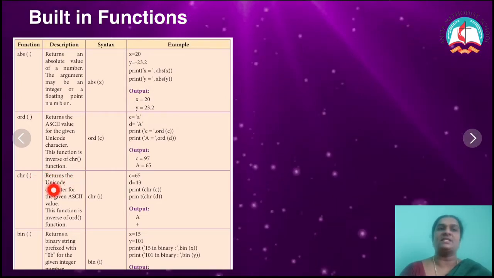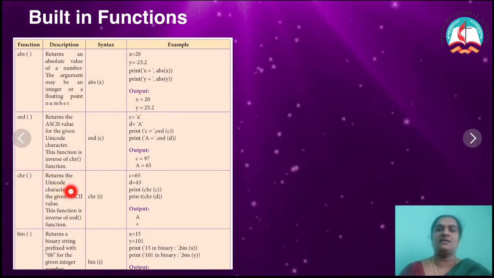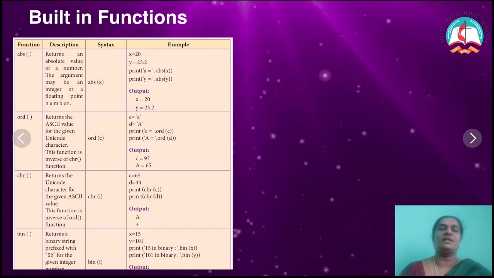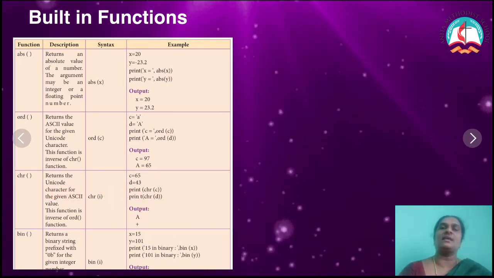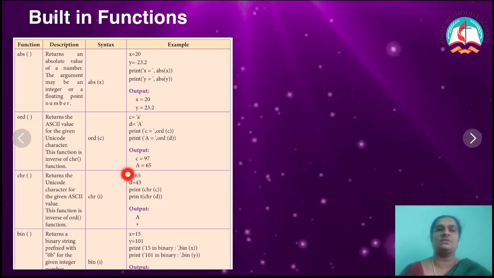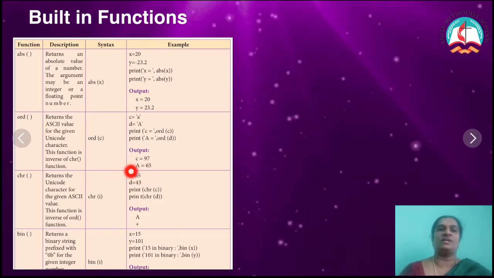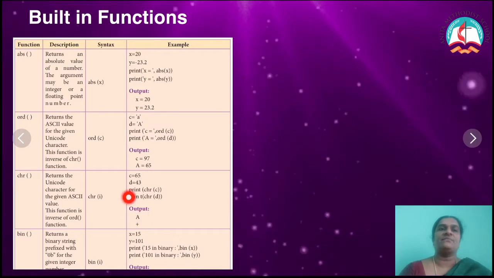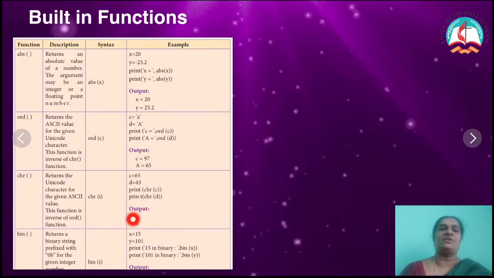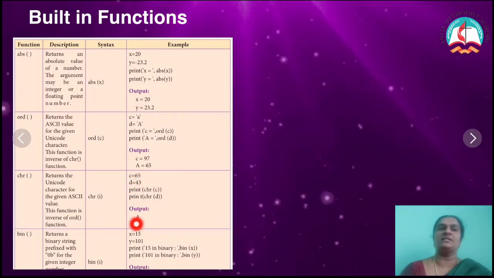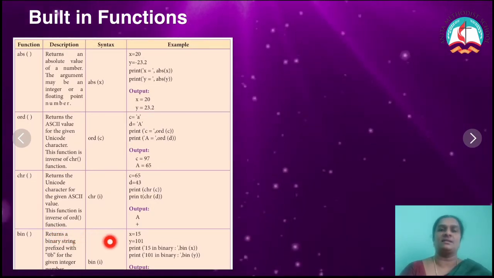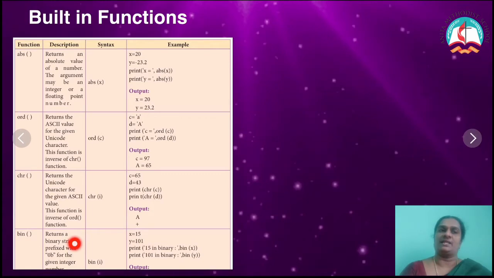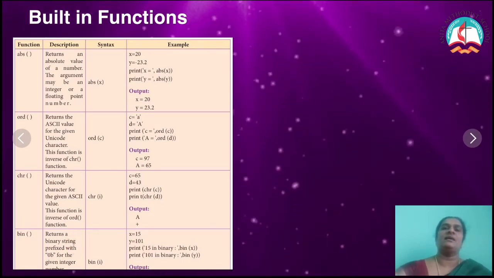And then CHR. What is CHR? CHR function returns the alphabet, that is the ASCII alphabet for the number. So c is equal to 65, d is equal to 43. So 65, the alphabet is A, and for 43, the alphabet, that is the operator, is plus. And what is BIN? BIN returns the binary value, that is the BIN.